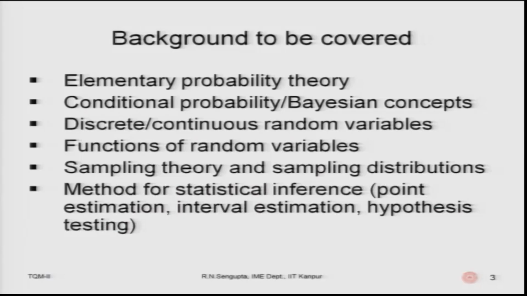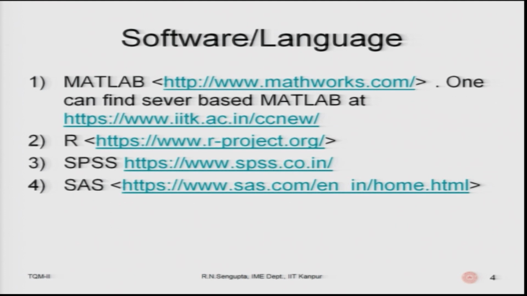So, the background to be covered would be elementary probability theory, conditional probability, Bayesian concepts, discrete and continuous random variables, and functions of random variables, which would be combined along with the third point, discrete and continuous random variables. Then sampling theory, which is the main portion that will actually give you a sense of why these are important in TQM2. We will go on to methods of statistical inference, which would be divided into 3 broad areas: point estimation, interval estimation and hypothesis testing, and the main parts, as everybody will understand later, would be interval estimation and hypothesis testing.